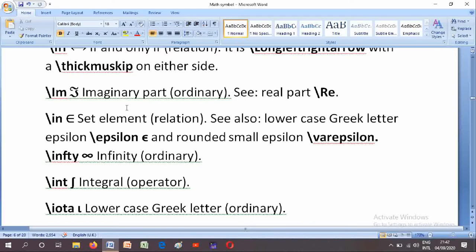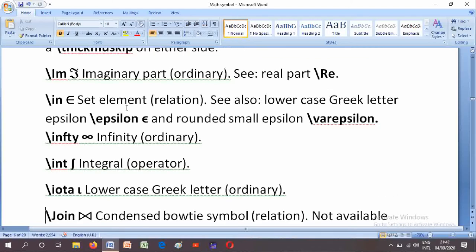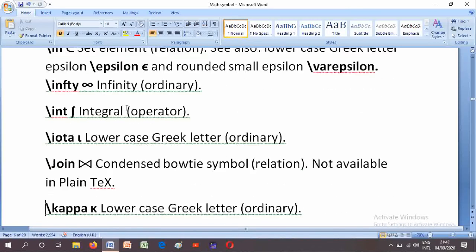And \epsilon, lowercase Greek letter epsilon naught and inverse epsilon, \infty, \int, \iota, \Join, condensed bow tie symbol, relation. Not available in plain text.